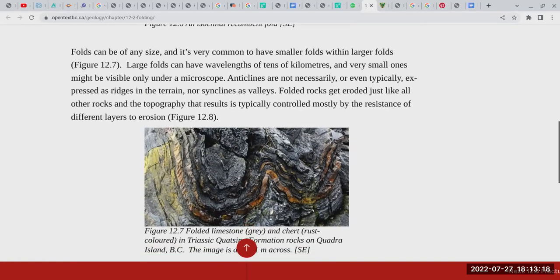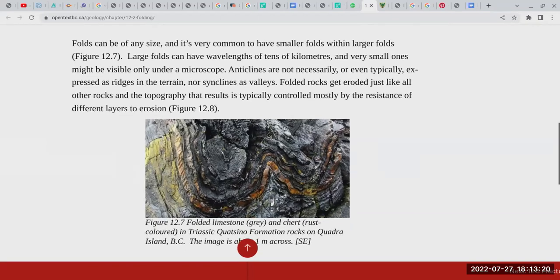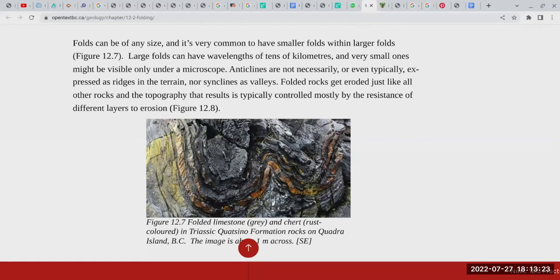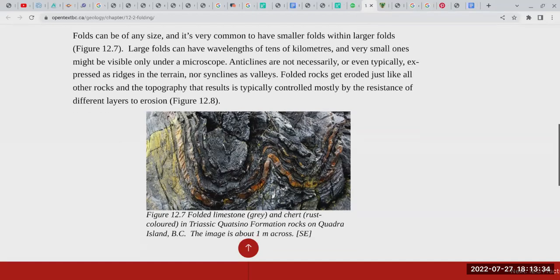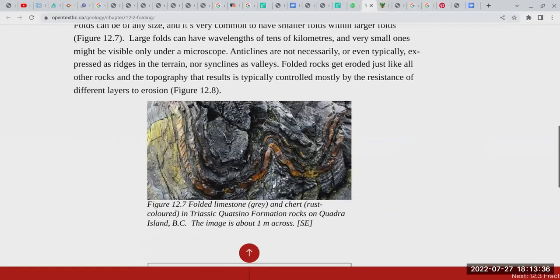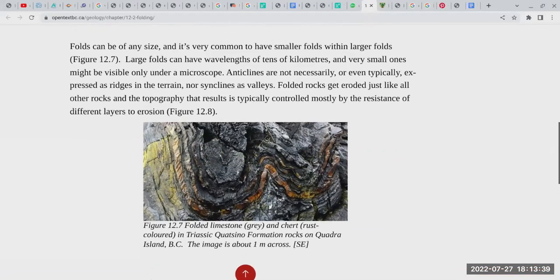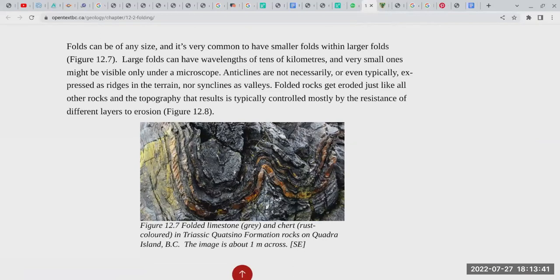Look at this exposure. This is folded limestone, gray limestone, and chert, which is a rust color. Chert, in Triassic Karmutsen Formation rock on Quadra Island, BC, before you name it. The image is about 1 meter across. And that is also important. Your measurement, when you are taking pictures of these things, as I spoke to you about before, you have to have something there to give you some dimensions, right?